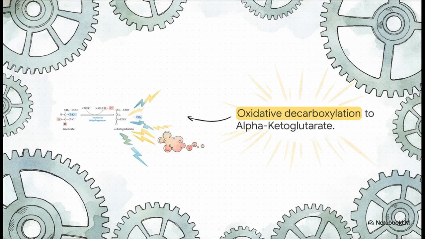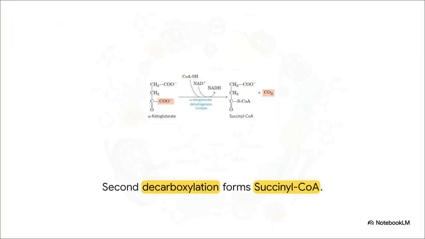We strip away electrons to harvest our very first energy-carrying NADH molecule. And in the process, we release our first molecule of carbon dioxide. We've officially transformed isocitrate into alpha-ketoglutarate. But the assembly line doesn't slow down.